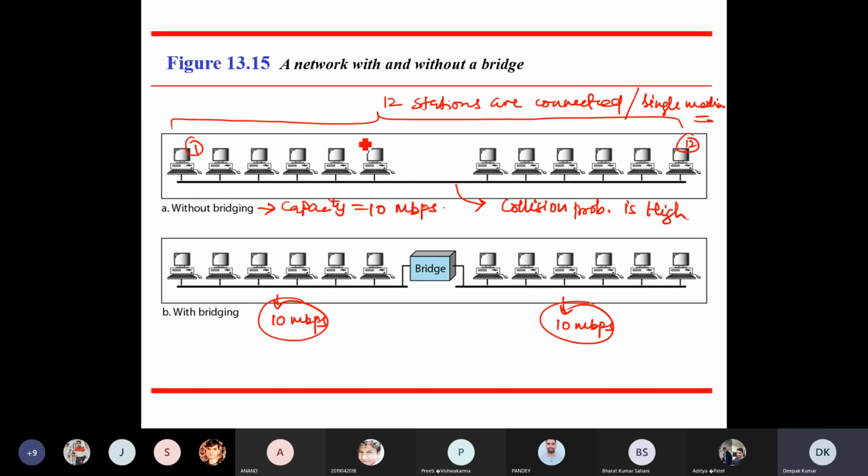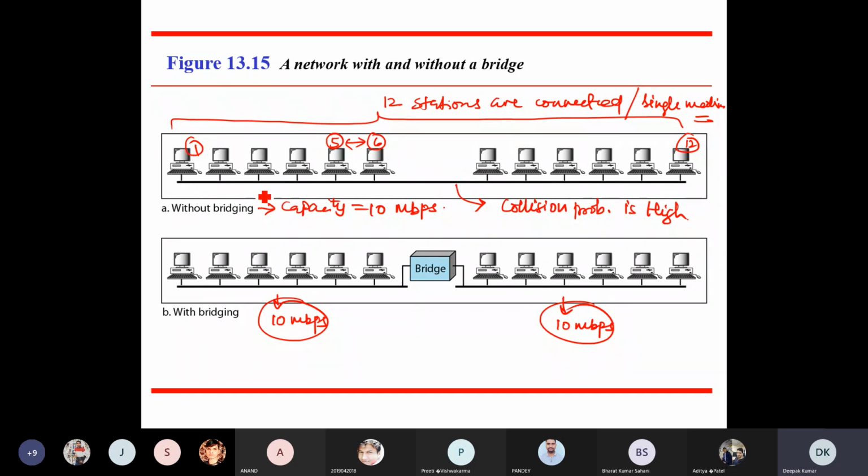And another station, 6, wants to communicate with some other node, say 5. Earlier 1 and 12 were communicating, so simultaneously there will be a chance of collision. When one node is transmitting and another is receiving, no other node can transmit or receive in this situation.